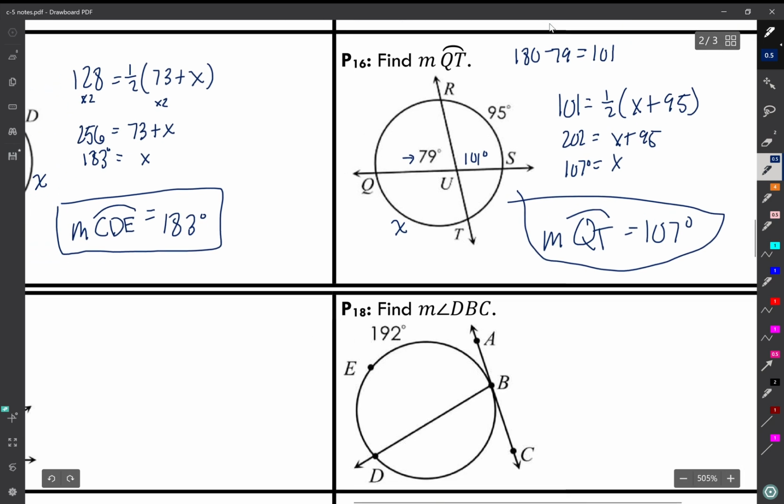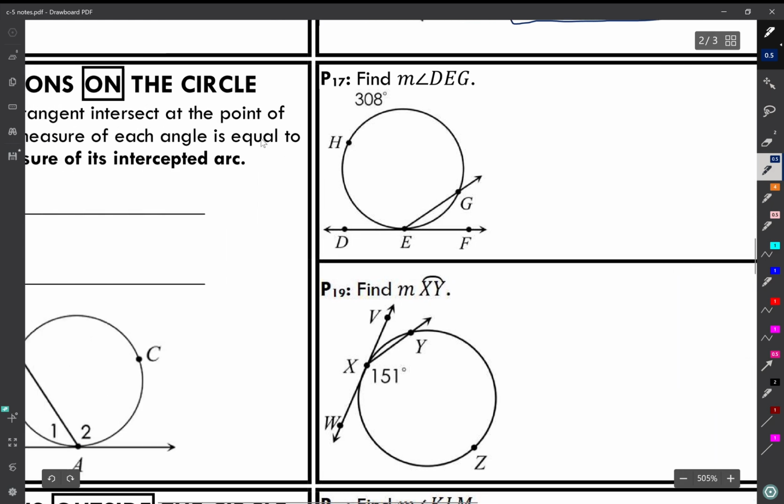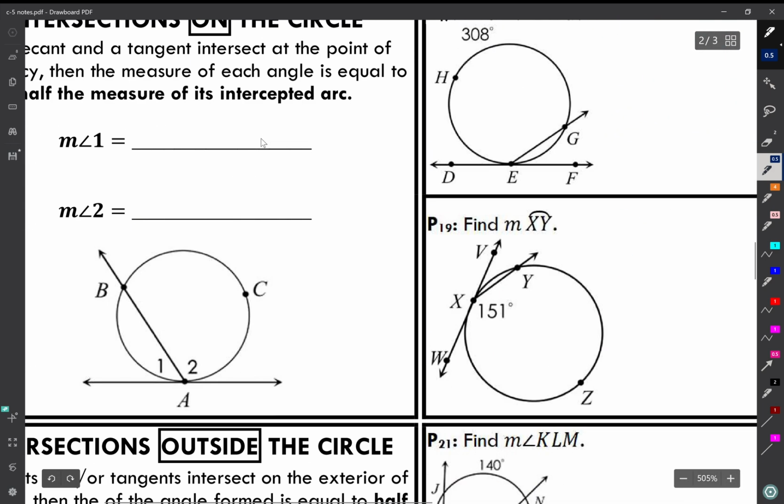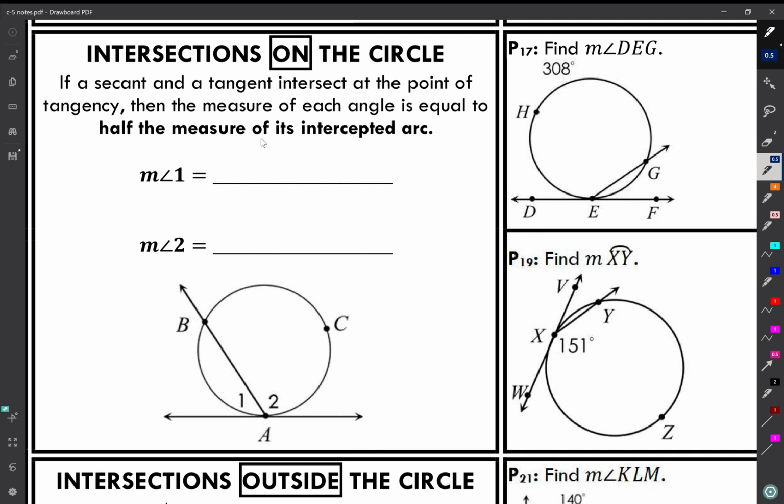All right, moving on. So now we've dealt with intersections inside the circle first. Now we'll deal with intersections on the circle. If a secant and a tangent intersect at the point of tangency, so it has to be a secant and a tangent, then the measure of each angle is equal to half the measure of its intercepted arc. So look at our picture down here.